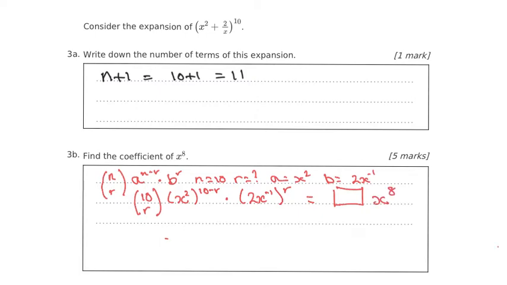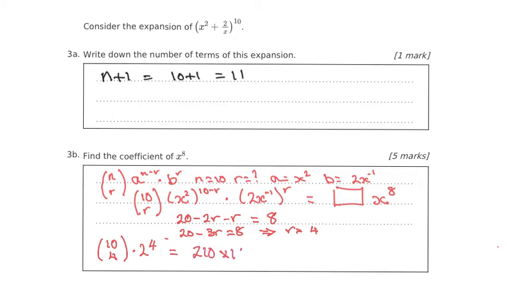Now compare the coefficient. So we get 20 minus 2r minus r is equal to 8. So 20 minus 3r is equal to 8. So r is equal to 4. Therefore, the coefficient is 10 choose 4 times 2 to the power of 4, which is equal to 210 times 16, which is equal to 3360.